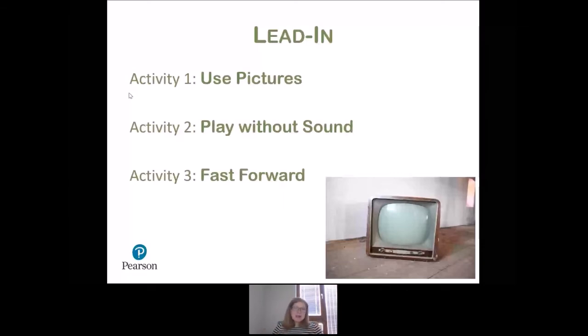Or a similar activity, it might be activity 3, fast forward, when you just go through the video very quickly, so that students don't get all the details from the video, but they get a glimpse of the video basically. And based on that, they can also predict and guess the topic of the lesson. So here, just using the same video again and again, you have 3 different ideas. So that would be the lead-in activity.